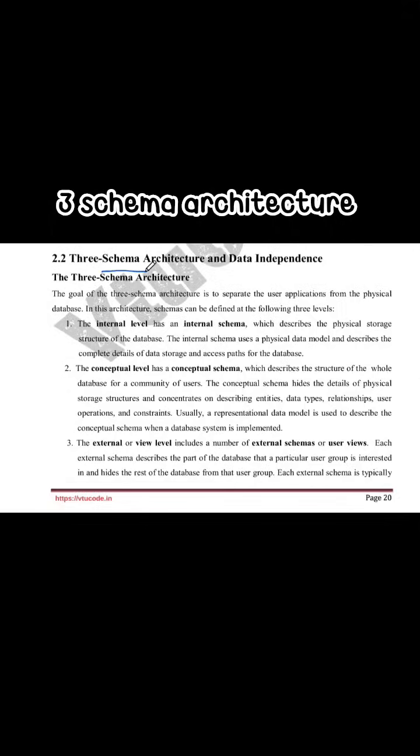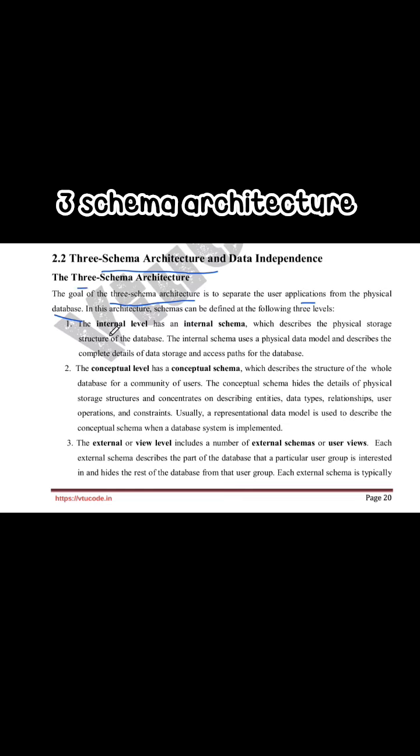Let us discuss the three schema architecture of DBMS. The goal of three schema architecture is to separate user application from the physical database. That is, the three schema architecture is designed to separate user views from how the data is physically or actually stored, making the database flexible and easy to manage.